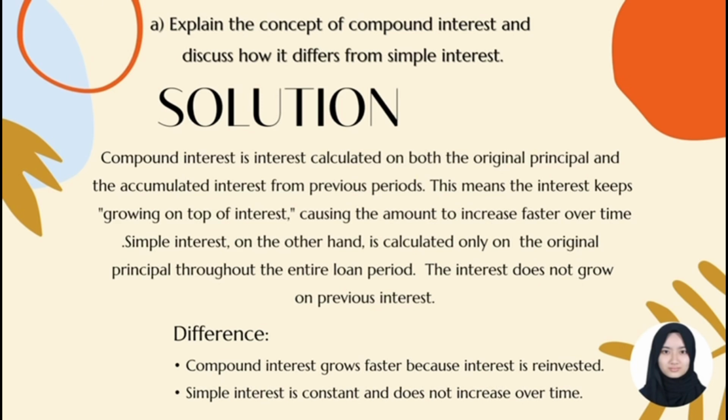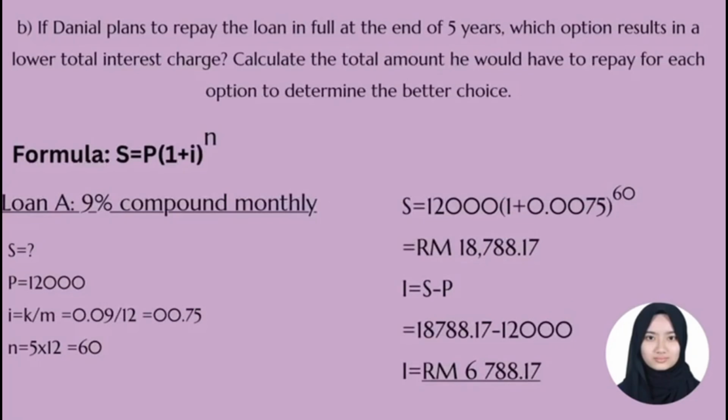So, let's see the difference between both of them. The difference is compound interest grows faster because interest is reinvested, and simple interest is constant and does not increase over time. The question asks which loan option results in a lower total interest charge if Daniel plans to repay the loan in full at the end of 5 years. To answer this question, we need to calculate the total repayment amount for each loan using the compound interest formula and compare the interest charge for each option.